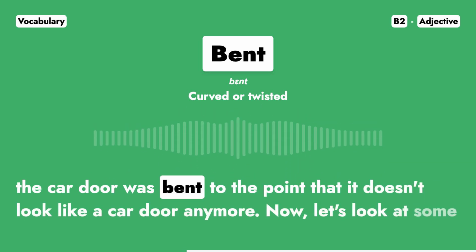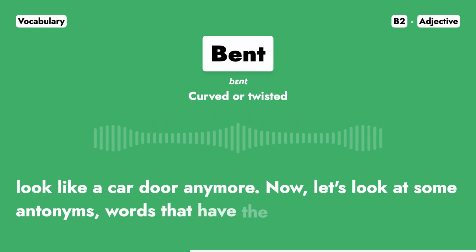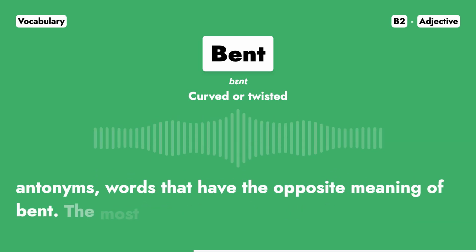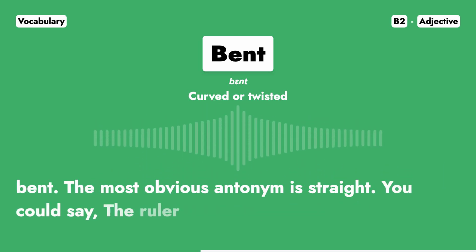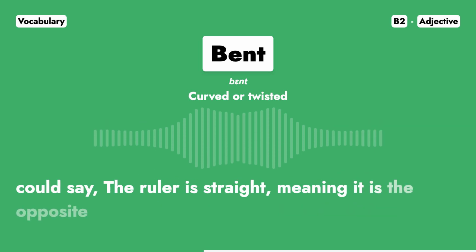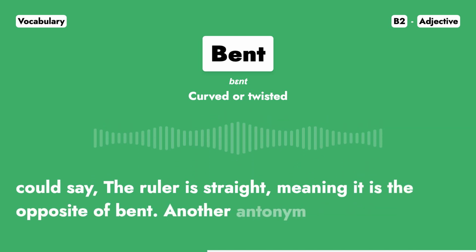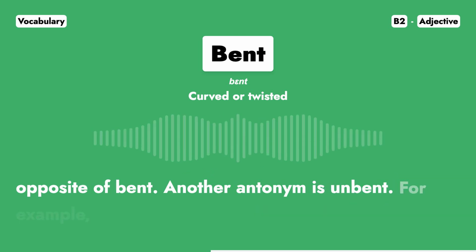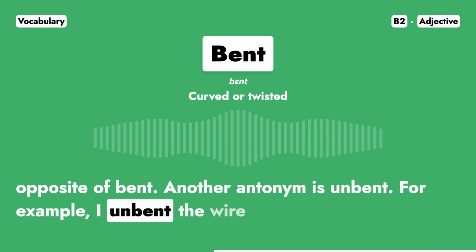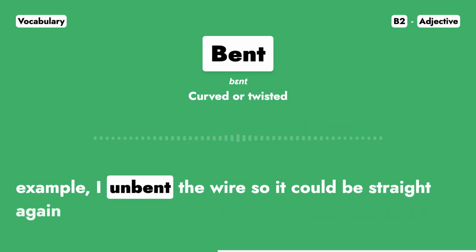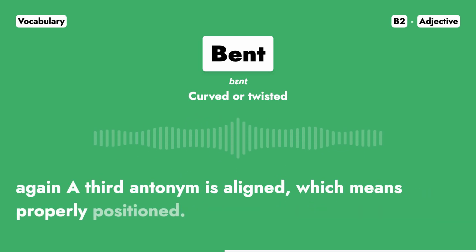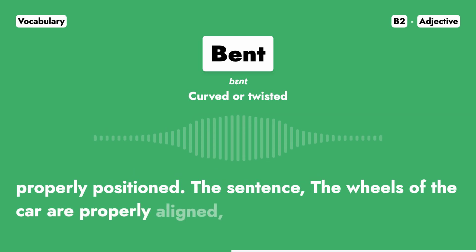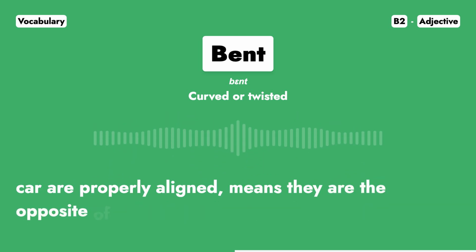Now, let's look at some antonyms, words that have the opposite meaning of bent. The most obvious antonym is straight. You could say, the ruler is straight, meaning it is the opposite of bent. Another antonym is unbent. For example, I unbent the wire, so it could be straight again. A third antonym is aligned, which means properly positioned. The sentence, the wheels of the car are properly aligned, means they are the opposite of bent.